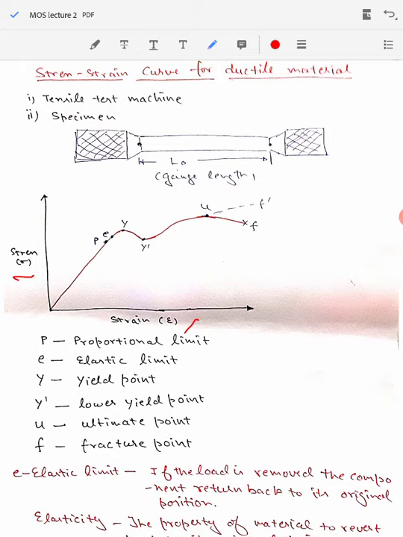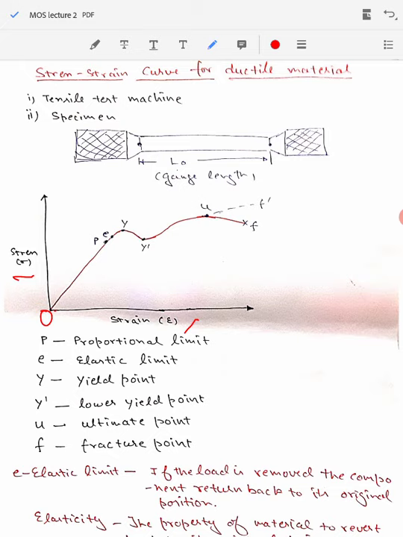We will find that initially it is a straight line up to the point P, then it starts getting into a non-straight portion, and it reaches point E, which is the elastic point, the full recovery point. So if you remove the load up till E, you will follow the straight line and get back to the origin without any residual deformation. Beyond point E, there will be plastic deformation, so there will be a permanent set and residual strain. Point Y represents a point of appreciable deformation without further increase in load.